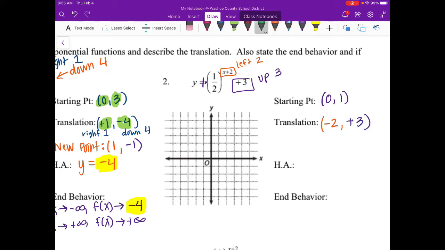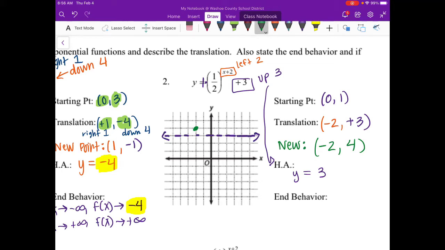And I am applying these changes to my starting point. So 0 minus 2 is negative 2. 1 plus 3 is 4. So my new point, I really am starting at negative 2, 4 right there. Okay. My horizontal asymptote is the way I shifted vertically. So this up 3, that means my horizontal asymptote is at positive 3. So I'm going to go up to 3, and I'm going to draw in my horizontal asymptote.